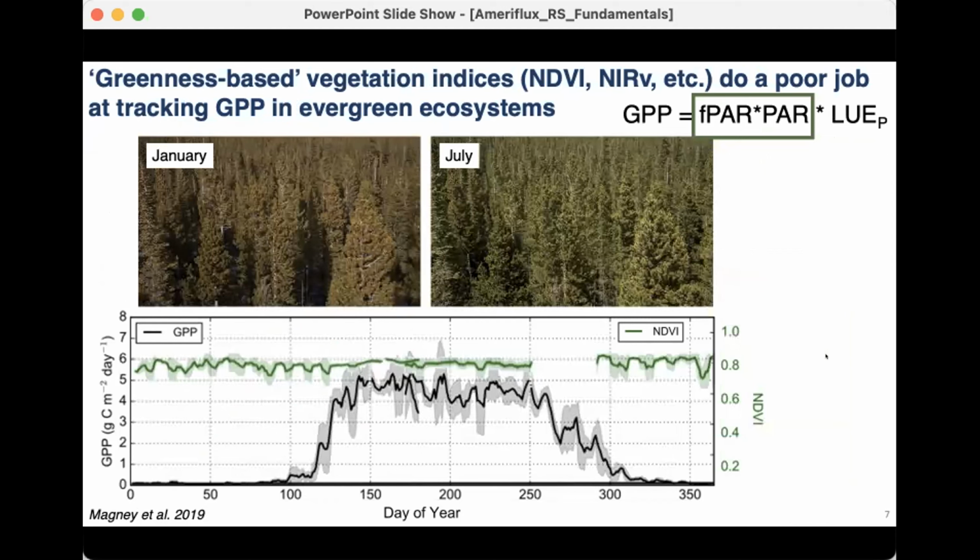So unfortunately, greenness-based vegetation indices, so NDVI, NIRV, etc., do a really poor job at tracking GPP in evergreen ecosystems. And that is because canopy structure and carbon uptake are not closely correlated. So here you can see January versus July of an evergreen forest in Colorado. Canopy structure is completely the same, but over the course of the season, GPP changes dramatically, whereas NDVI is completely flat. And so we need other metrics that are sensitive to these physiological factors, because since this is not changing in this type of ecosystem, this light use efficiency of photosynthesis must be changing a lot.